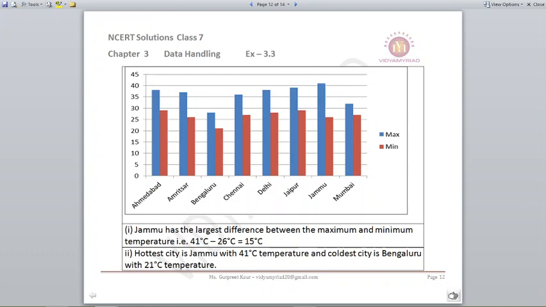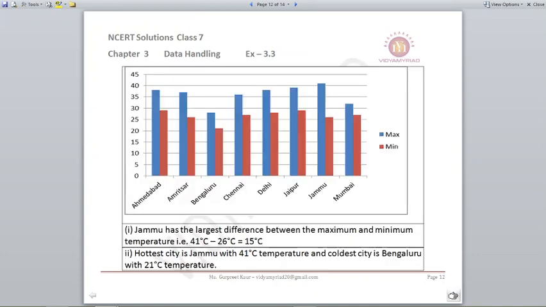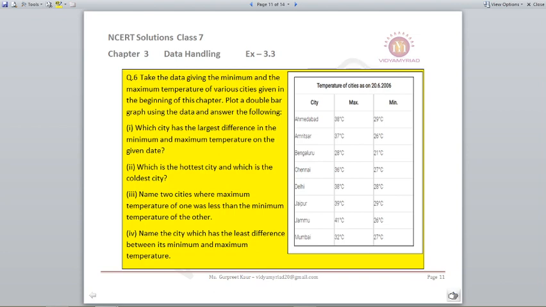So let's see what question they are asking. Which city has the largest difference in the minimum and the maximum temperature? Now let's see what the gap is. Which city has the maximum gap between the blue and the red? If you see, Jammu is the only city where the gap between the maximum and the minimum is the largest, that is 15 degrees.